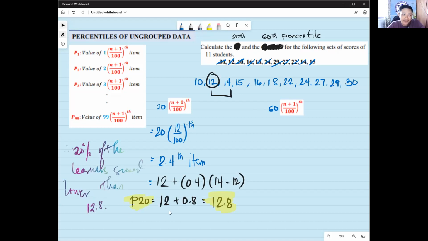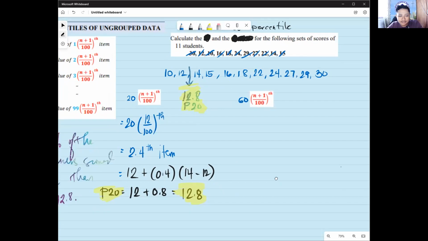Okay, you see the connection of the percentile and the decile. We use different formulas, but we arrived at the same answer, right? Very good. So therefore, we can say here, since the 20th percentile is somewhere over here in between, it's 12.8. This is our 20th percentile. Let me just highlight it. Okay, that's it. Okay. Now let's move on with the 60th percentile.